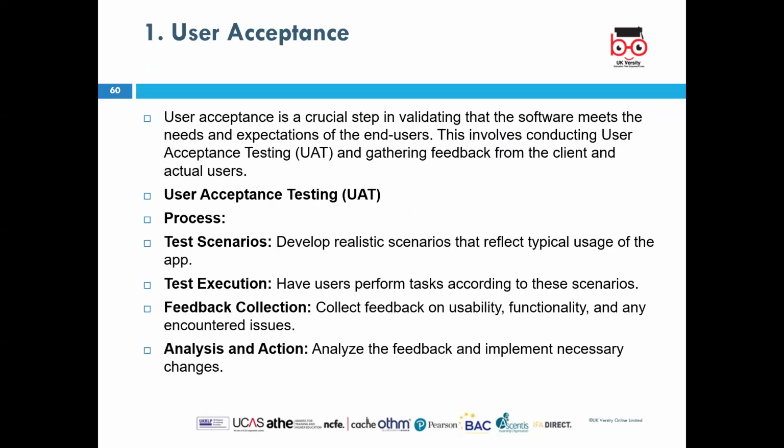So our user acceptance is basically going to be validating that our software meets the needs and initial expectations. So we're going to conduct user acceptance testing to gather this feedback. We have the processes such as testing the scenario, testing our expectation, feedback collection, and analysis and action.